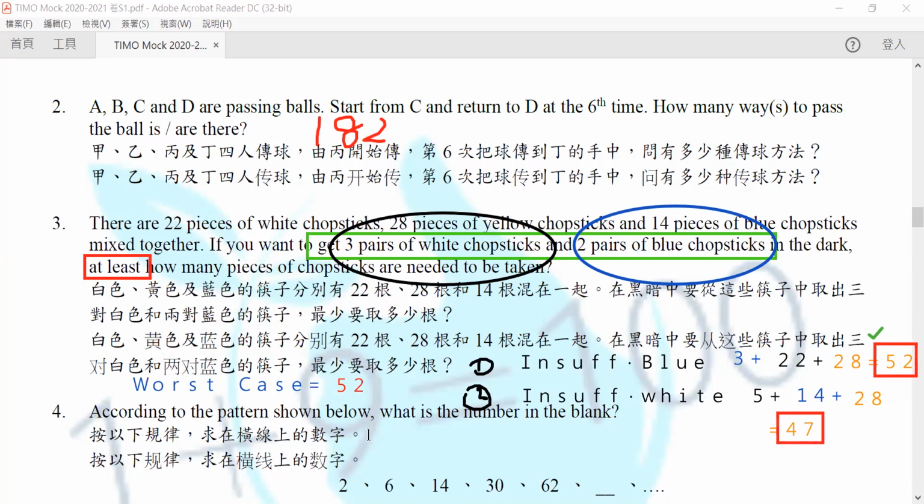So what do we need in order to guarantee this will happen? Because we know that the worst case scenario is the worst of the worst. It cannot be worse if we take even one more. So we just add one, and then we get our answer, which is 33.